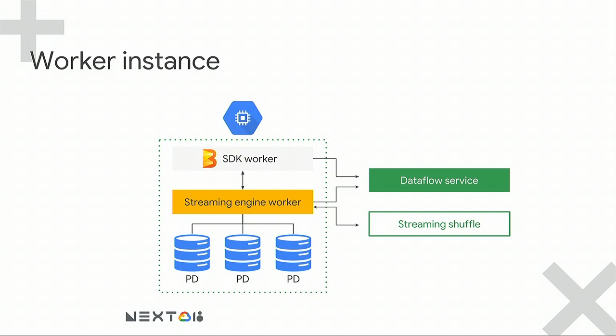So this is what our worker instance looks like in the current world. This is a GCE VM. We run the SDK worker. This is the Dataflow or Beam code that you have written, so this is a Java or a Python process that runs the Dataflow pipeline. There is another process that runs on this VM that is our streaming engine worker. This is the process that knows how to interpret the code you've written and turn it into persistence, shuffle, and so on. And then there are a number of persistent disks attached to these workers.